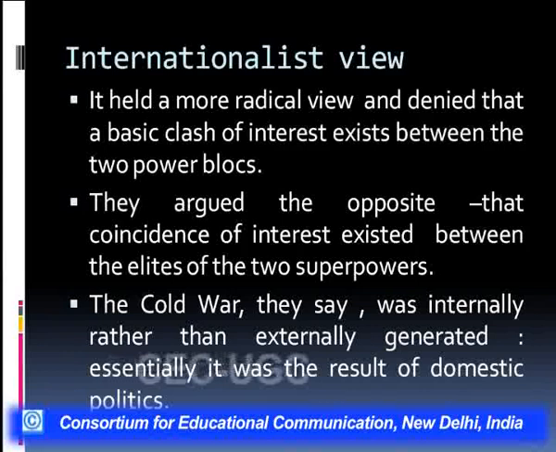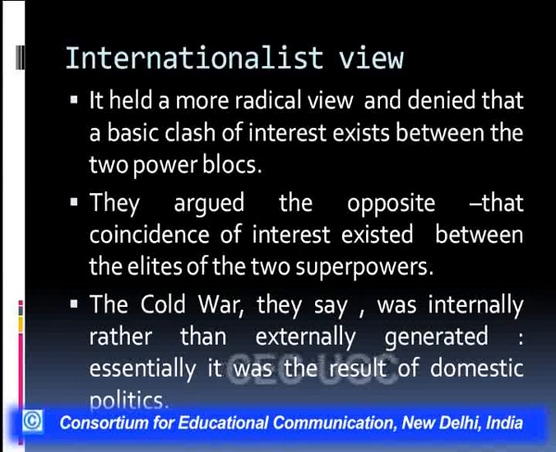Then the interesting view, what they say: it held a more radical view and denied that a basic clash of interest exists between the two power blocks. They argued the opposite, that conflict of interest existed between the elites of the two superpowers. The Cold War, they say, was internally rather than externally generated. Externally, it was the result of domestic politics.